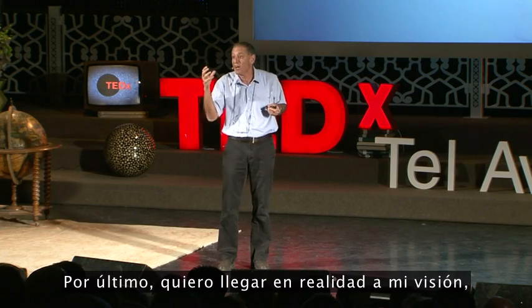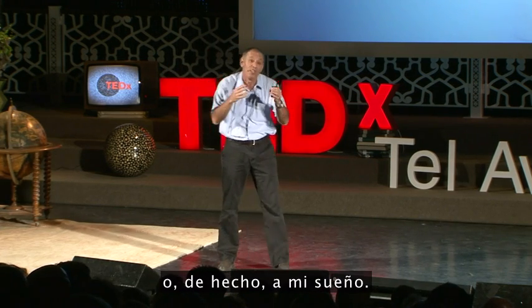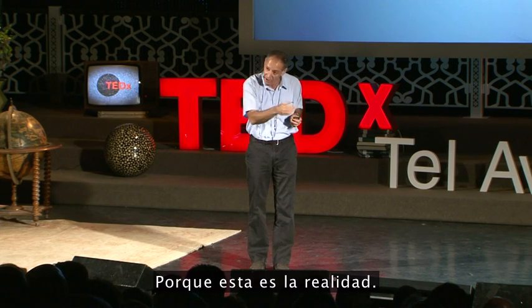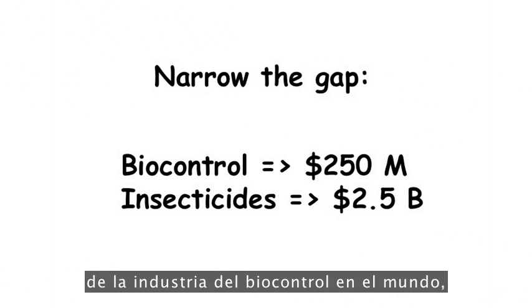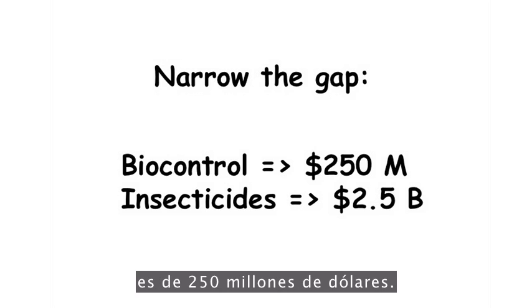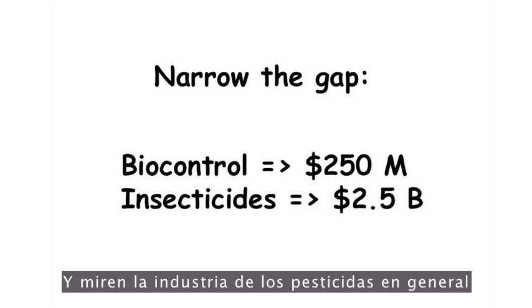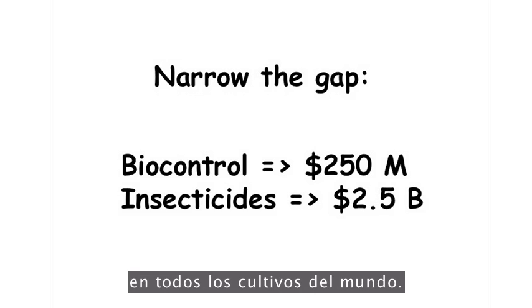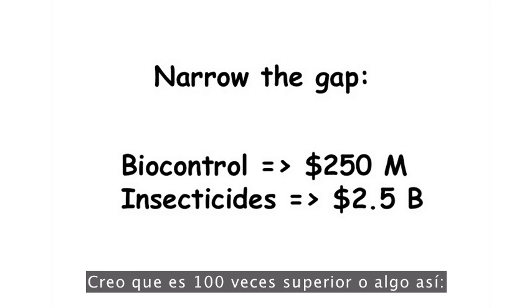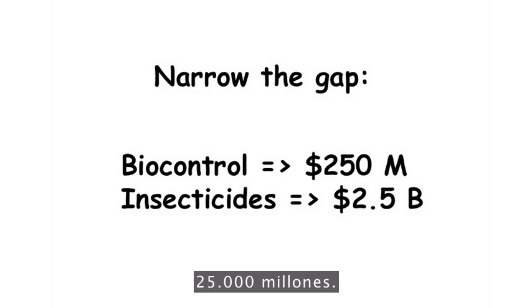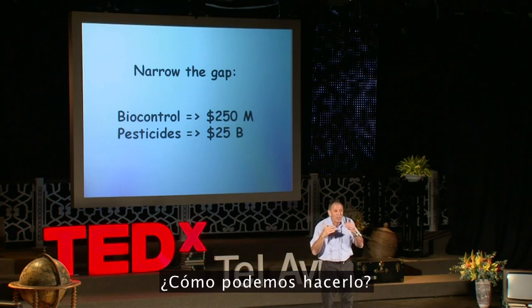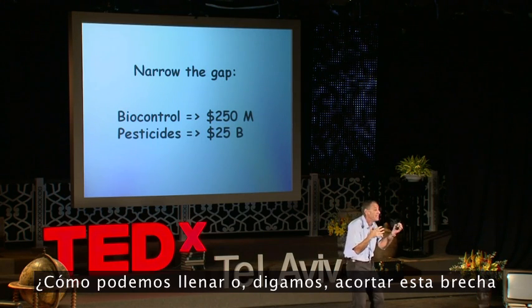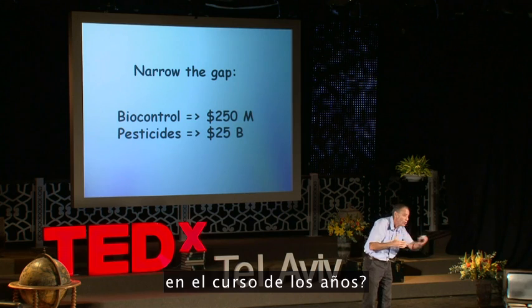Finally, I want to get to my vision, or in fact my dream. Because you see, this is the reality. Have a look at the gap. If we take the overall turnover of the biocontrol industry worldwide, it's $250 million. And look at the overall pesticide industry in all the crops throughout the world. I think it's times 100 or something like that, 25 billion. So there's a huge gap to bridge. So actually, how can we do it? How can we bridge, or let's say narrow, this gap over the years?